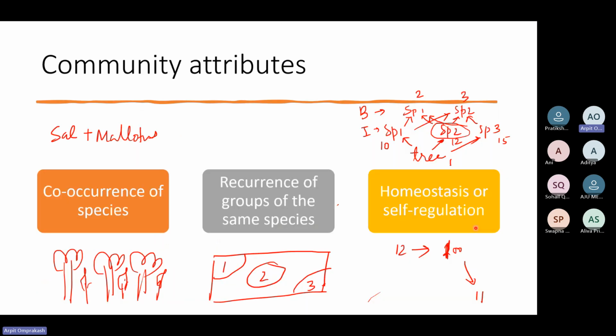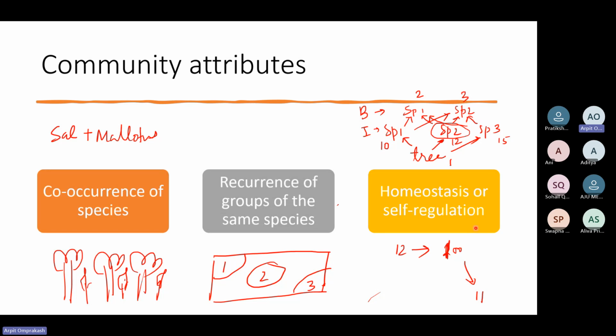Right. We talked about community attributes such as co-occurrence of species. So some species will co-occur in a given community, and there is recurrence of groups of the same species. So co-occurrence of species is basically this sal plus mallotus. They are frequently co-occurring in many different places.